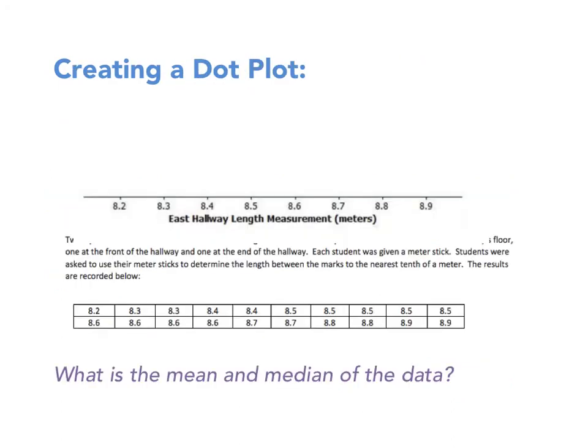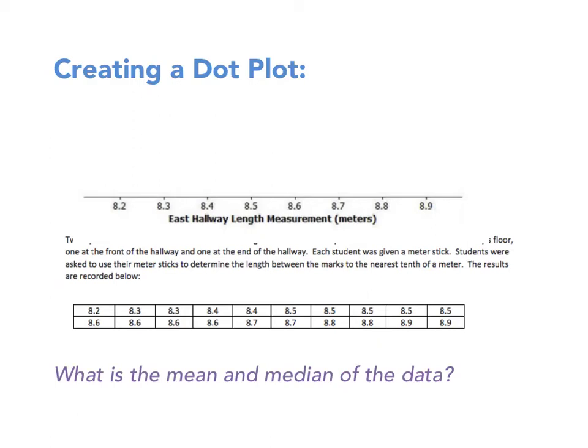So we're going to create a dot plot, and it looks like my problem got covered up a little bit, but this is about hallway length measurements. So the first sentence says something along the lines of students are measuring the east hallway in their school with meter sticks. From door to door, one at the front of the hallway, one at the end of the hallway. Students were asked to use their meter sticks to determine the length between the marks to the nearest tenth of a meter. The results are recorded below.